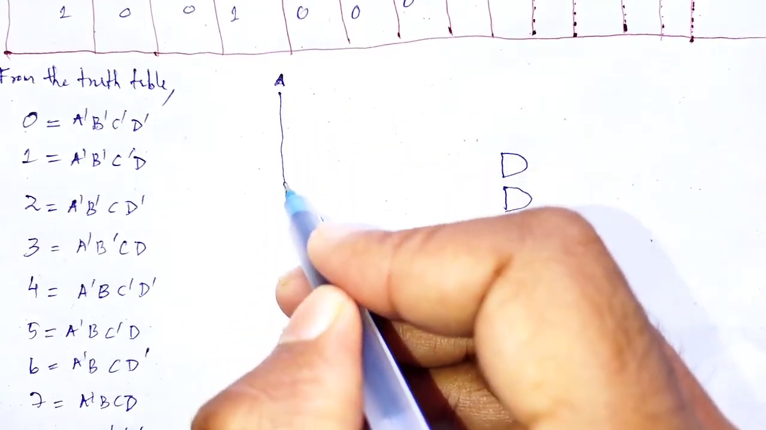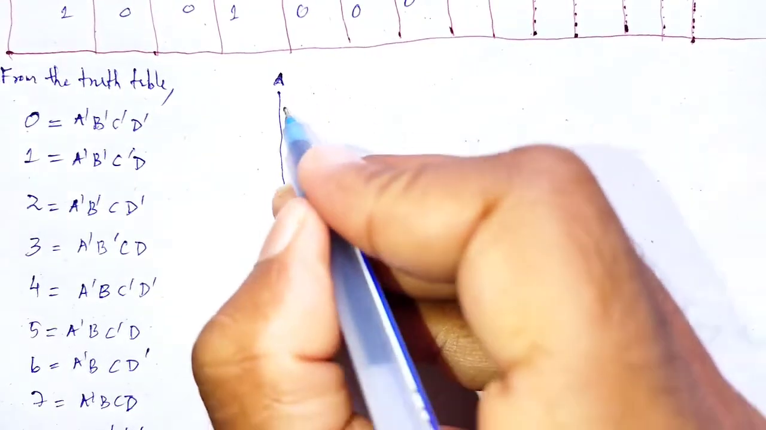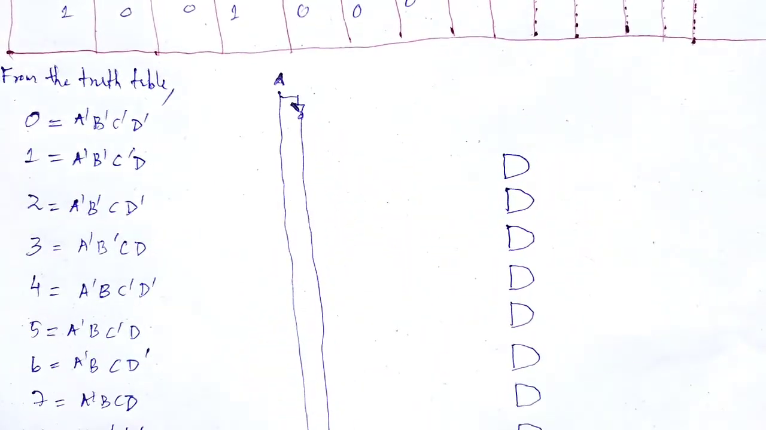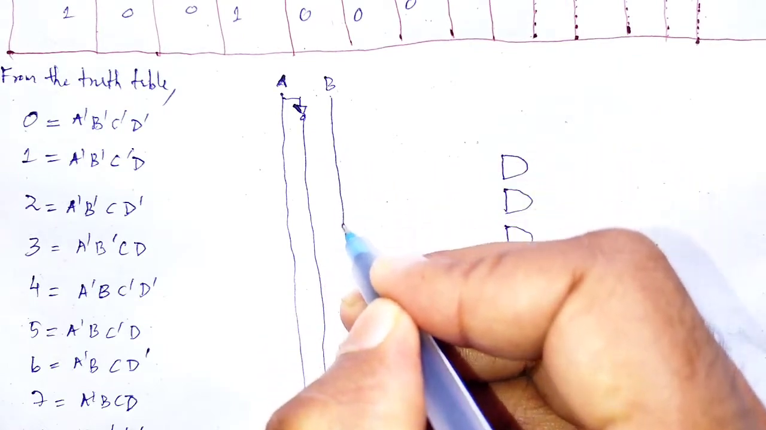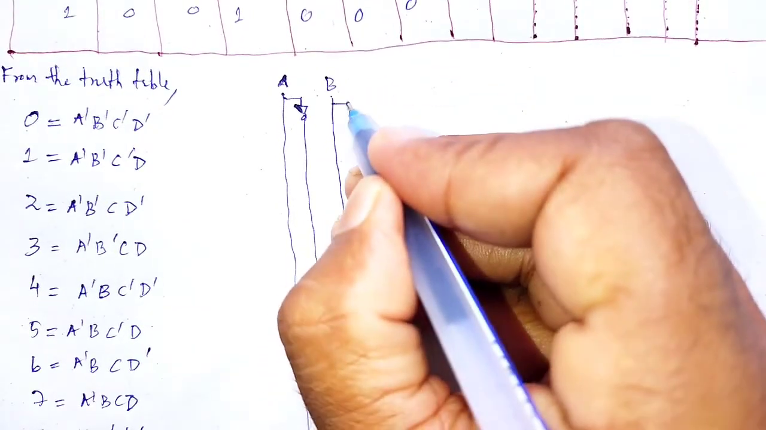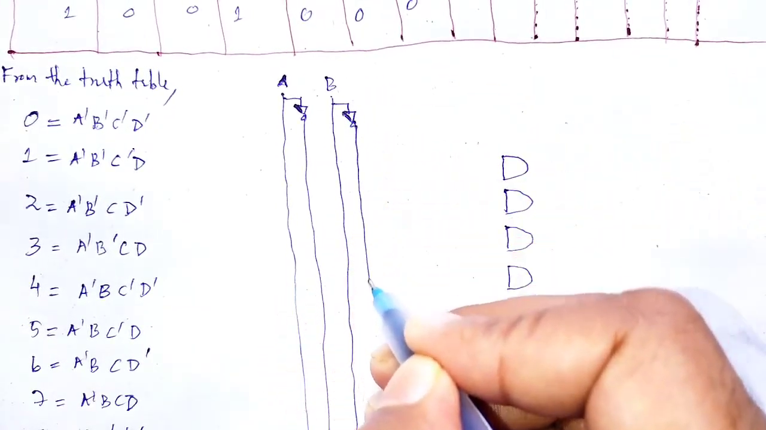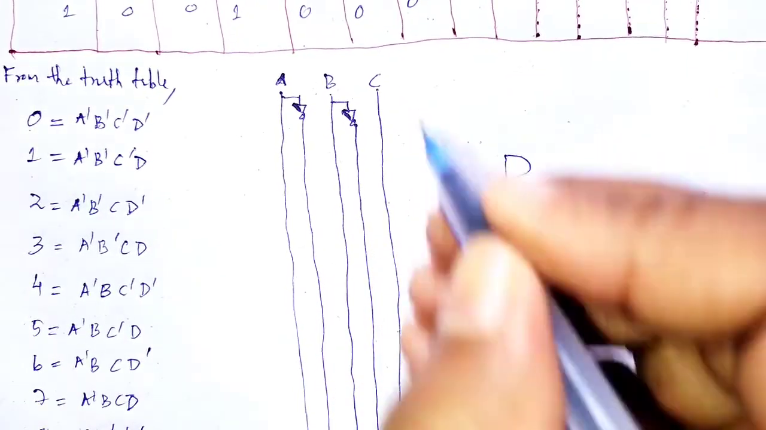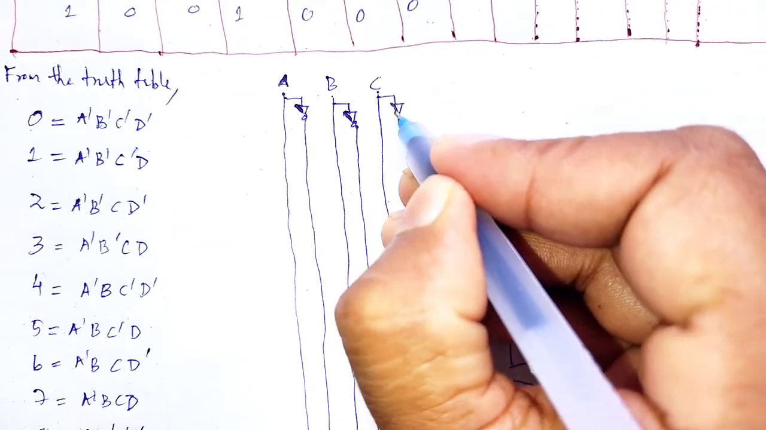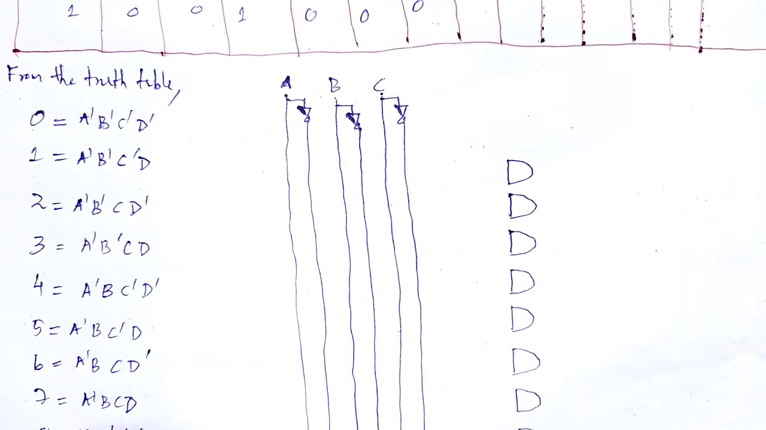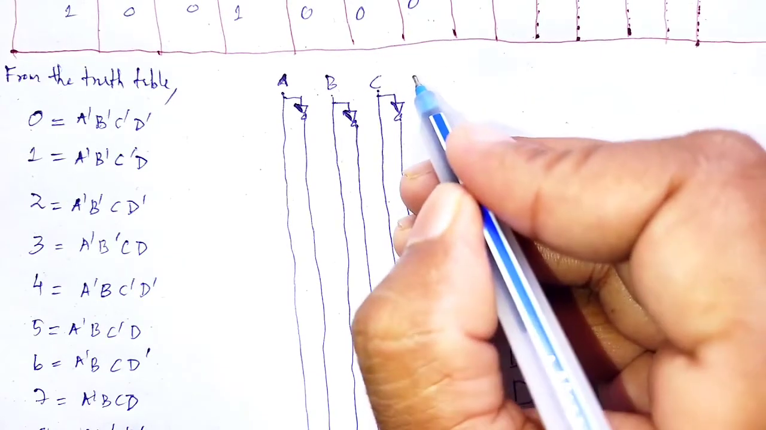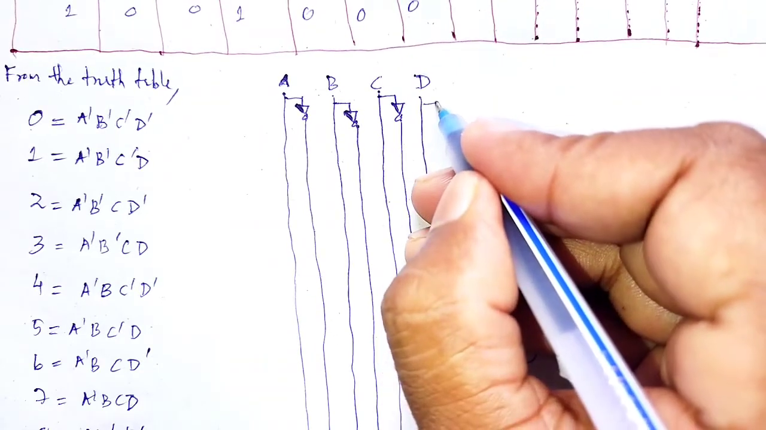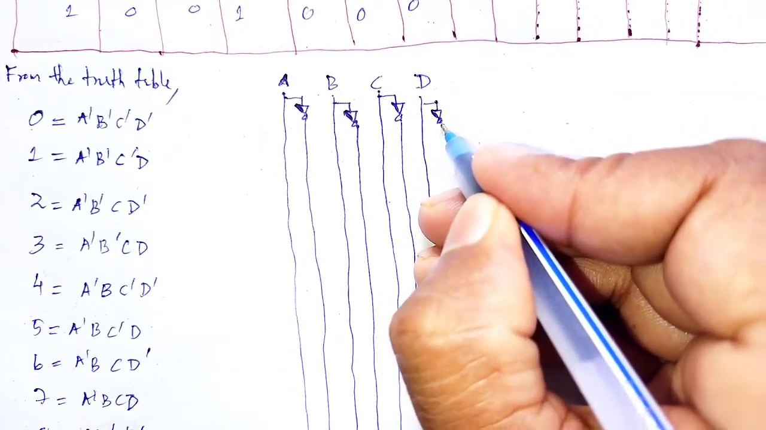Let that be the A line. For A dash, a NOT gate is used, A dash line. Next for B line, for B dash another NOT gate is used, that will be the B dash line. Next C line, a NOT gate is used for C dash. For the D line, a NOT gate is used for D dash.